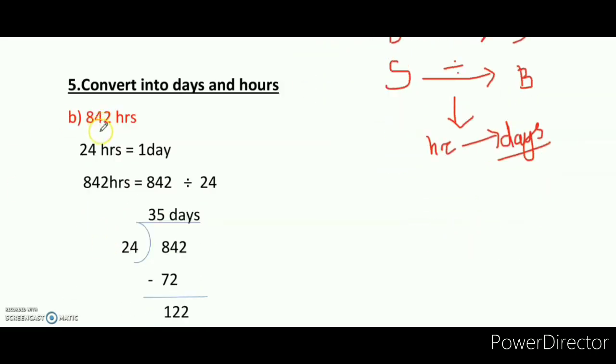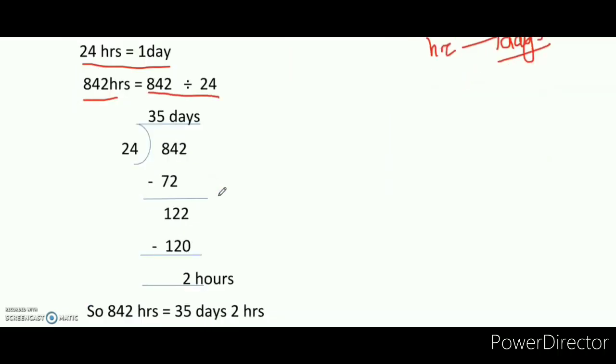It's given 842 hours, we have to convert to days and hours. We all know that 24 hours is equal to 1 day. So 842 hours will be equal to 842 divided by 24. What did we get, children? We got 35 days as quotient and 2 hours as remainder. Whatever you get as the quotient will be in days, and whatever you get as remainder will be in hours. So 842 hours is equal to 35 days and 2 hours.